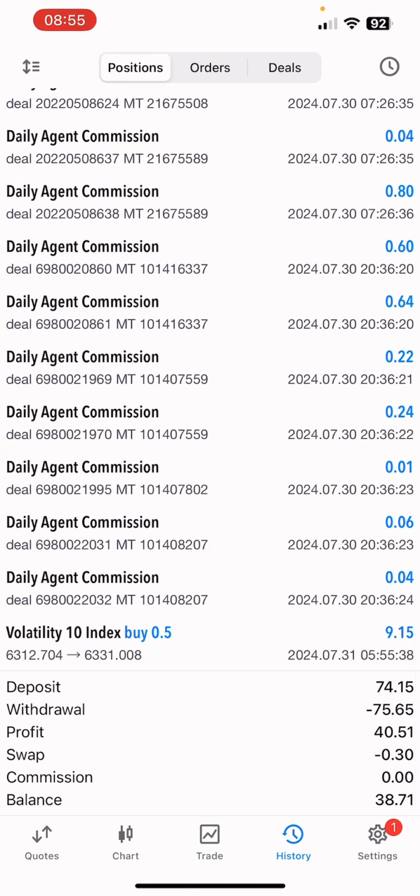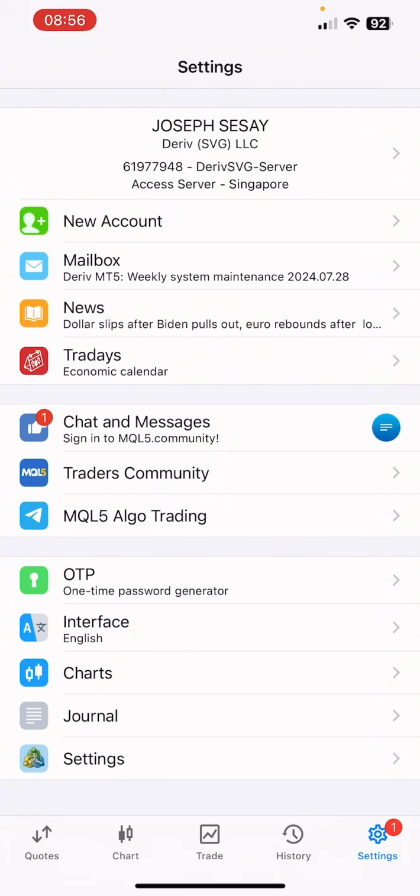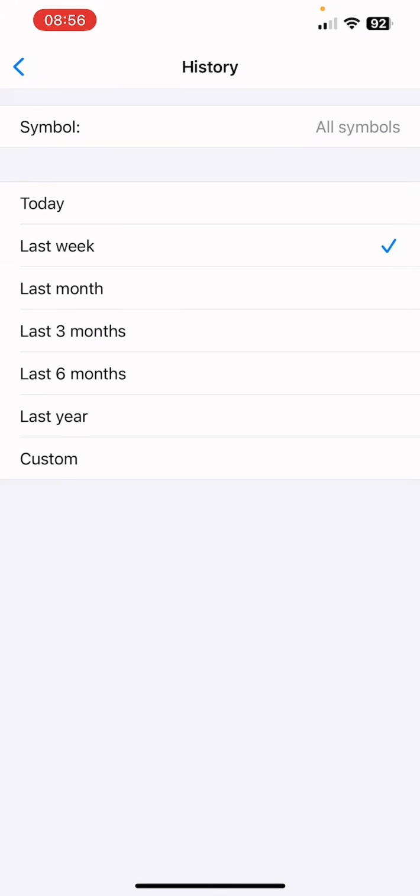This one you are seeing, the withdrawal of minus 75.65. It's because of the video that I made for you guys on how to withdraw from Deriv. I made that tutorial, so I still used this same account to explain to you guys. I just want to be transparent with you guys. So this is still the same account. You can basically check the history.